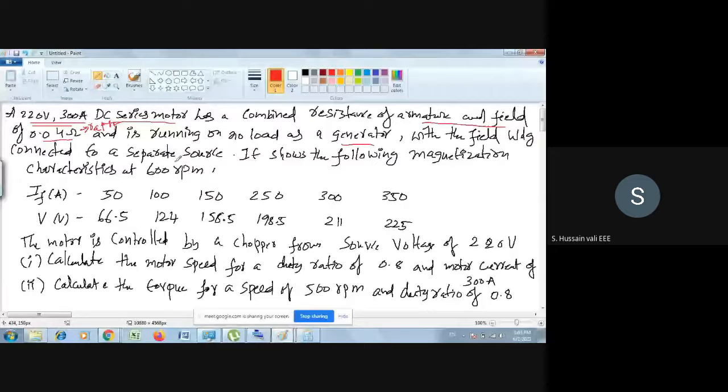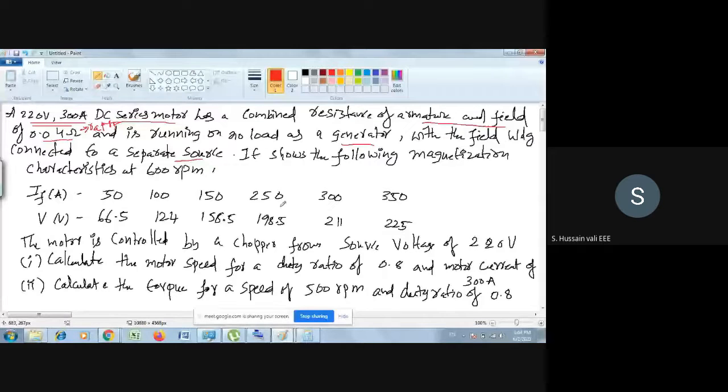How do you run a DC series machine as a generator? This is the procedure: you have to excite the field separately. Then we can run it as a generator. We might have seen that in the case of DC machines, so we will not discuss more about that. What you understood here is that the DC series motor with these ratings is now running as a generator. That's it.